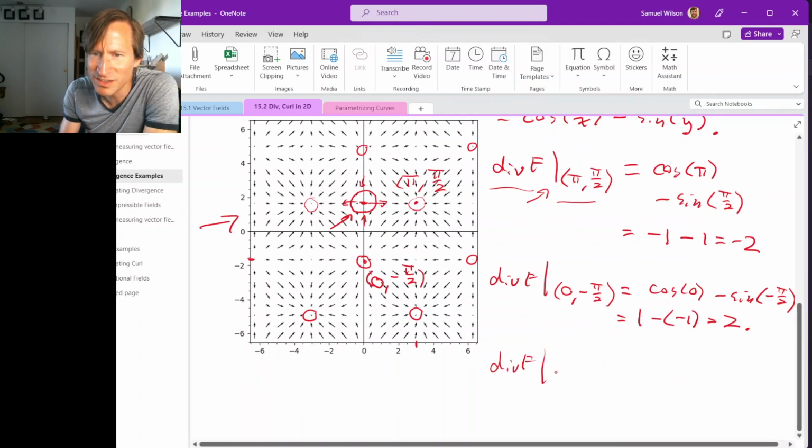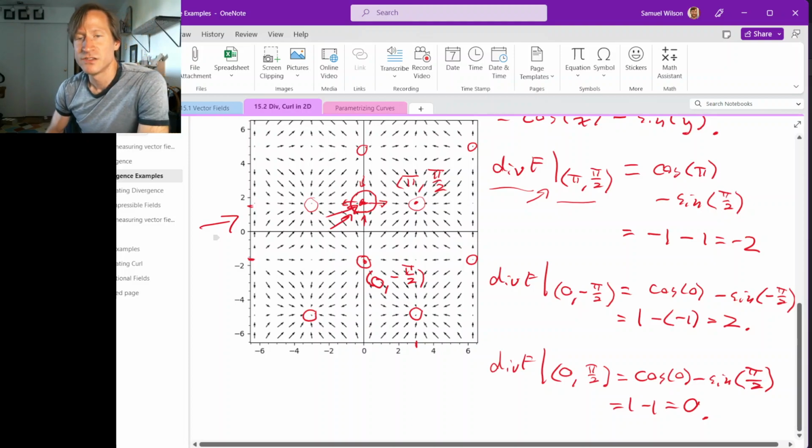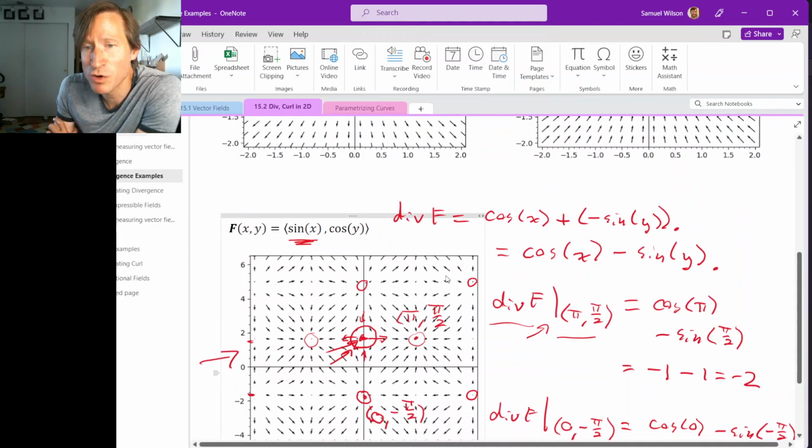That point looks like it's going to be, well, the x-coordinate is clearly 0, and the y-coordinate looks like it's pi over 2. Okay, so the divergence is going to be cosine of 0 minus sine of pi over 2, and yes, indeed, that is 0, right? 1 minus 1. So that is 0, and that verifies that there is no net flow into or out of this particular point. So divergence is straightforward enough to calculate.